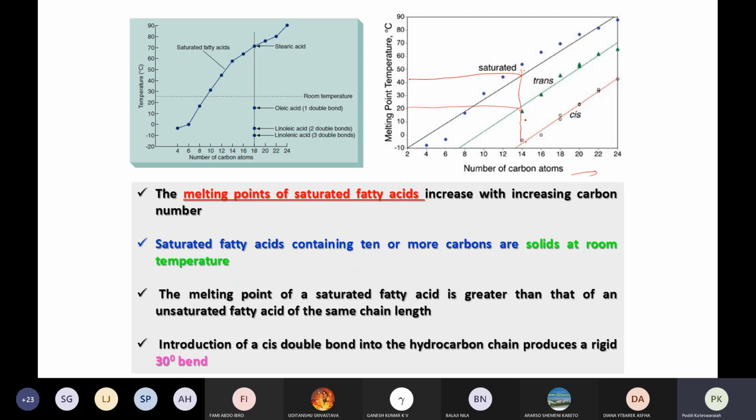But among the unsaturated fatty acids, compared to the trans double bond, the cis double bond has the lower melting point. As I already said, saturated fatty acids have straight tails, and in unsaturated fatty acids, the presence of the double bond creates a kink or a bend in the structure. Mainly the cis double bond always creates a kink in the structure.